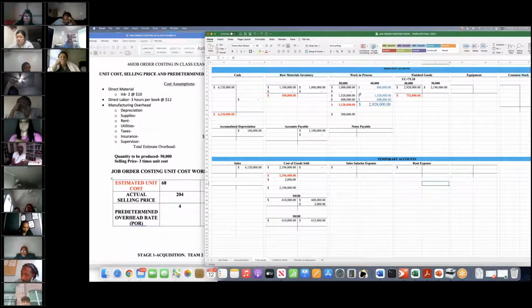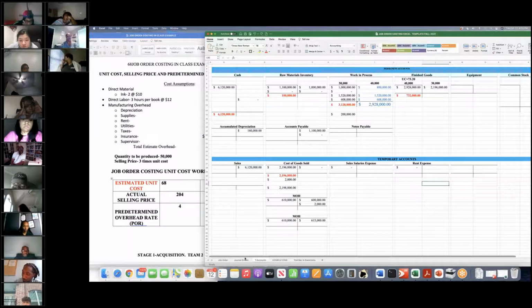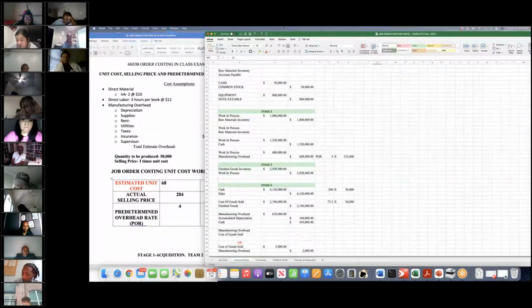Now, if you will remember, we estimated the overhead at 608. We debited work in process and we credited manufacturing overhead for 608. So that's how that credit gets in the manufacturing overhead account. We debited the estimated and we're going to credit the estimated overhead to manufacturing overhead. Okay, moving back to our journal entries.